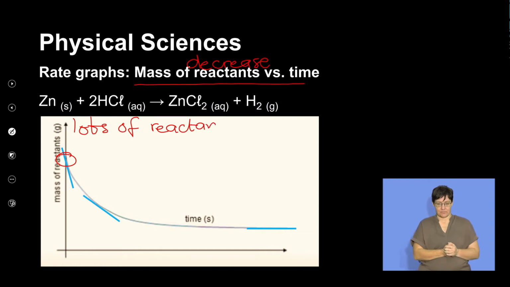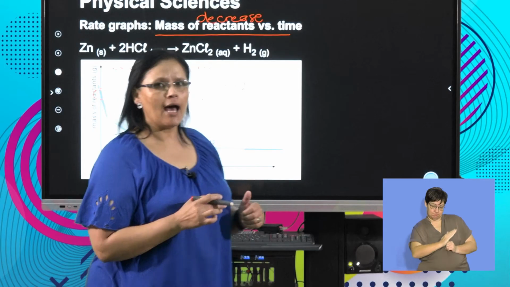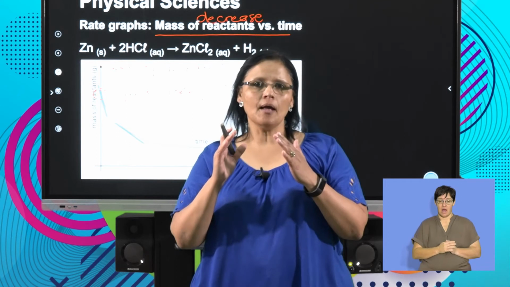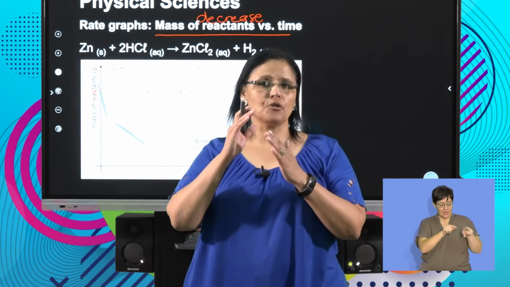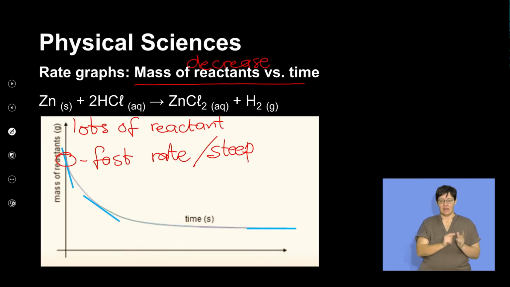So at the beginning we have a very fast rate, and that fast rate goes hand in hand with a very steep gradient. So when you look at it, you see the steep gradient, and then as the reaction goes on and the reactants are being used up, there's less and less reactants, therefore the gradient becomes less steep, and it happens because the reaction is now slowing down.